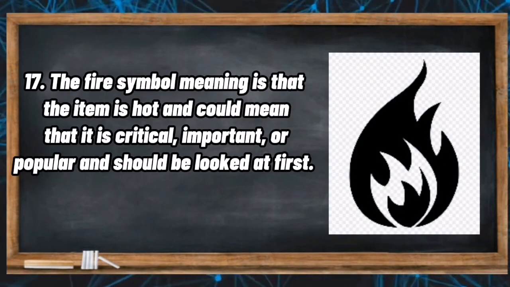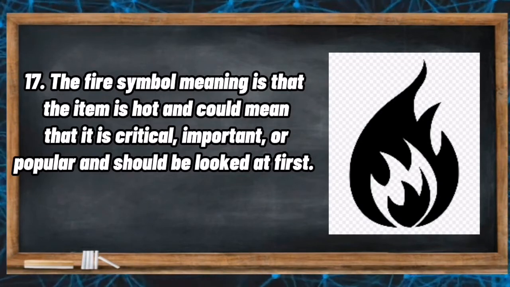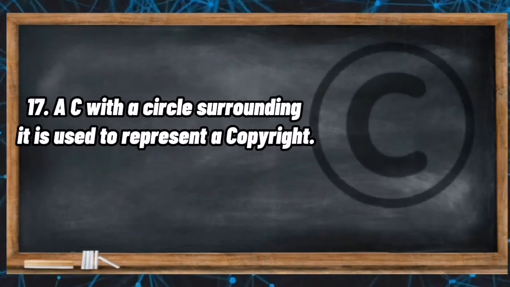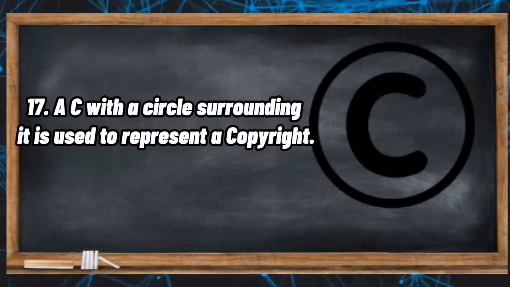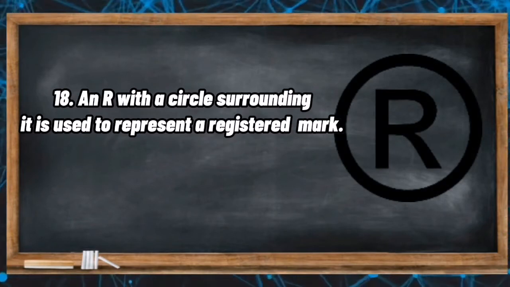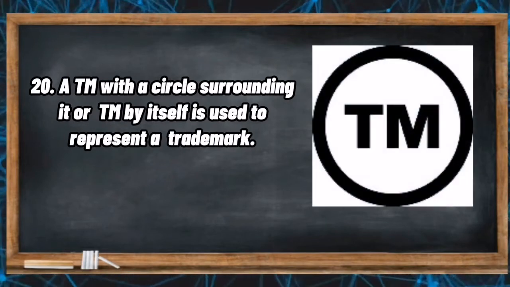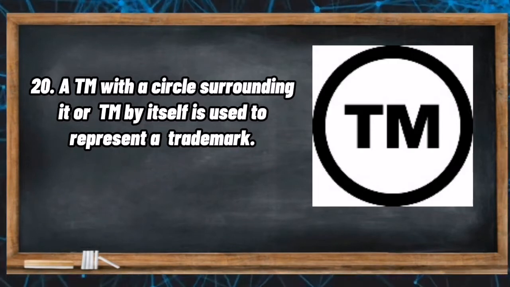The fire symbol means that the item is hot and could mean that it is critical, important, or popular and should be looked at first. A C with a circle surrounding it is used to represent a copyright. An R with a circle surrounding it is used to represent a registered mark. A TM with a circle surrounding it, or TM by itself, is used to represent a trademark.